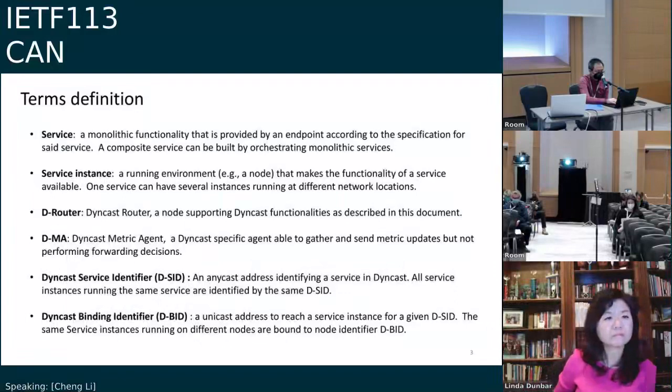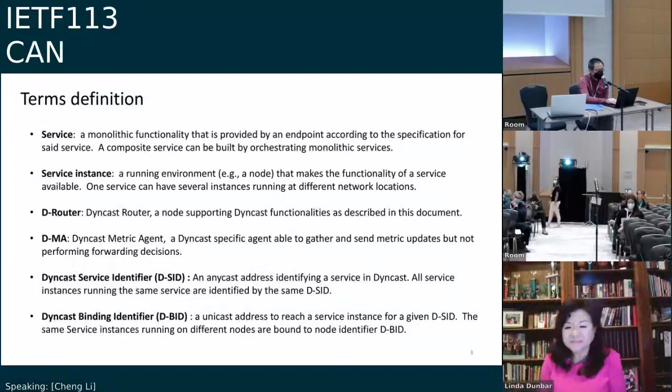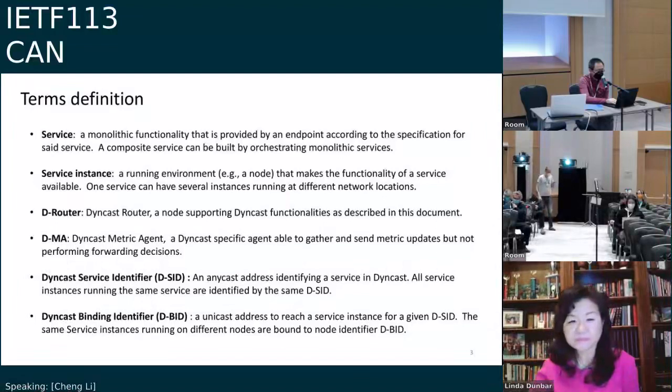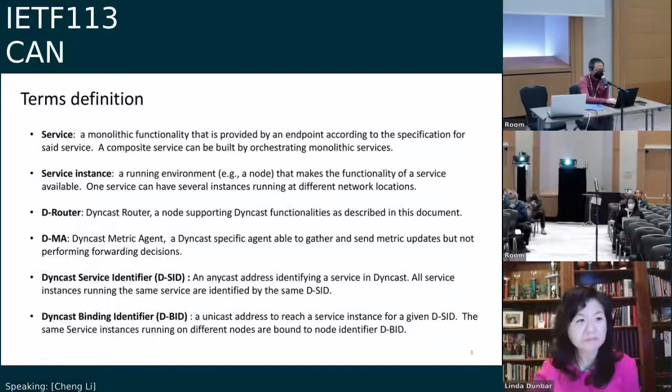So in order to identify the service, we propose two terms right here. Dyncast service identifier, which is DC-ID, right? It is an anycast address identifying a service in Dyncast, and all service instances running the same service are identified by the same DC-ID. And in order to identify the service instance, we propose a new term called Dyncast binding identifier, DBID. And it is a unicast address so that the client can reach the specific service instance by this address, right?